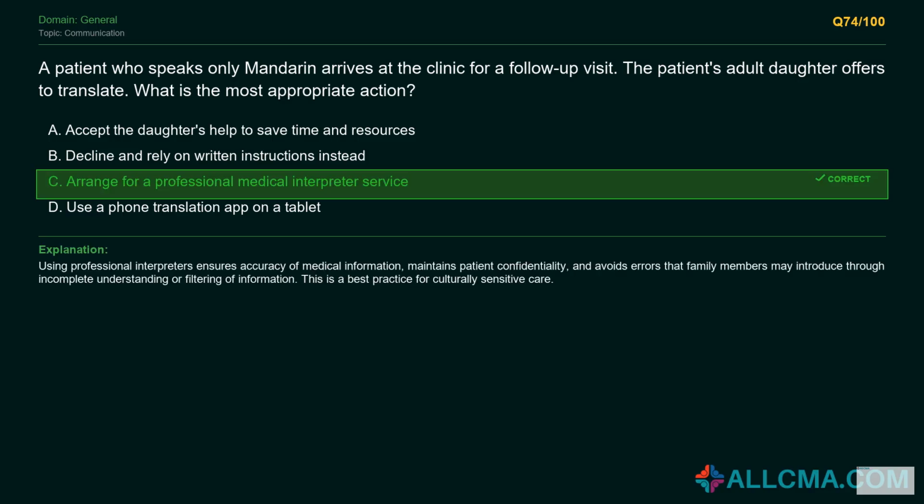The correct answer is C. Using professional interpreters ensures accuracy of medical information, maintains patient confidentiality, and avoids errors that family members may introduce through incomplete understanding or filtering of information. This is a best practice for culturally sensitive care.